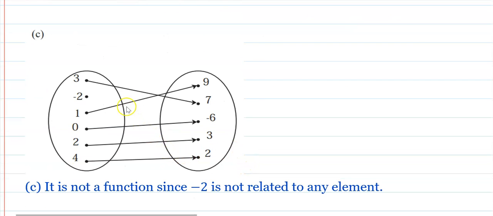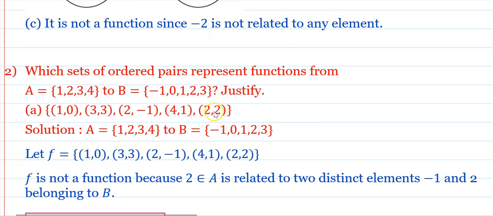Next, again, the element 2 in A does not have an image in B. That is, minus 2 is not related to any element of the other set. Okay, 2 does not have any image here, and therefore it is not a function. Minus 2 is not related to any element in the other set. Okay. Now the next.